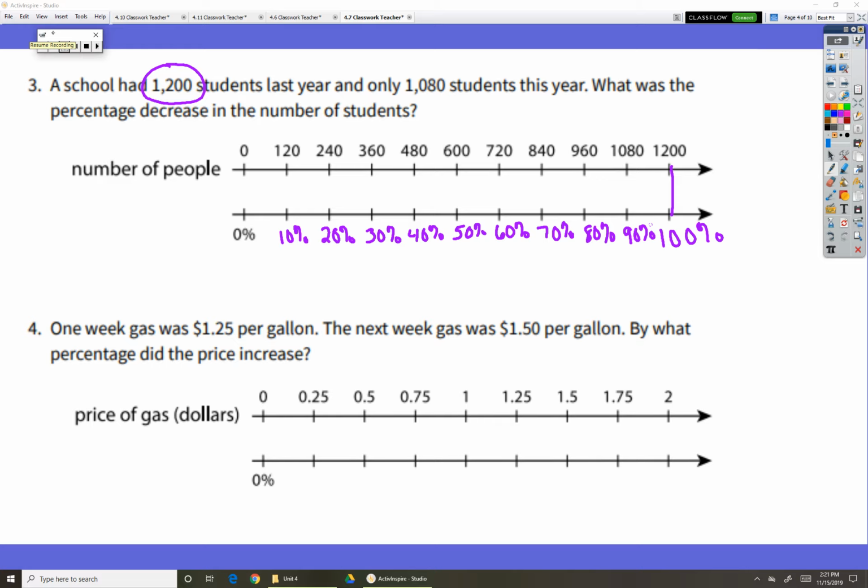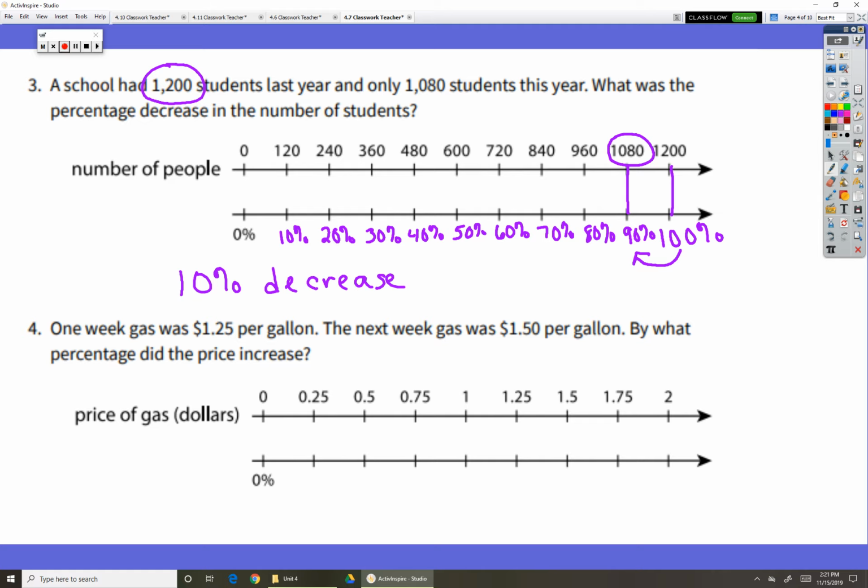Okay, hopefully you noticed that the number line was divided into 10 parts, so each part would be worth 10%. So I have my number line numbered. So we know that it had 1,200 students last year and only 1,080 students this year. So here's the number of students this year. That's at 90%. But this asks, what was the percentage decrease? So how many percent did it decrease to get from 100% to 90%? Well, it went down by 10%. So we would say that there is a 10% decrease.